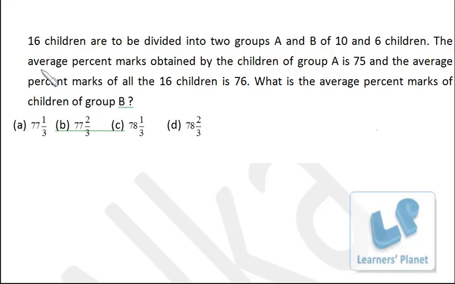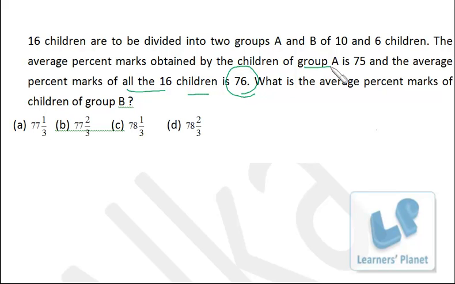Let's see this question. 16 children are to be divided into two groups A and B of 10 and 6 children. The average percent marks obtained by the children of group A is 75 and the average percent mark of all the 16 children is 76. What is the average percentage marks of children of group B? Again, we'll be using the same concept, that the sum of deviations is equal to 0. Now this is the overall average.